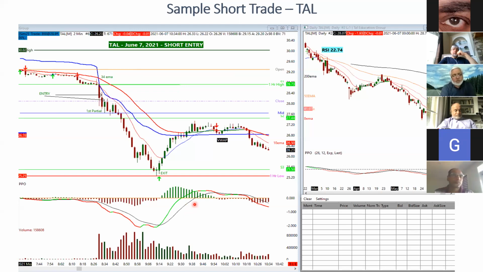So is it using the 12 and 26? For day trading, I use 8 and 18. For the daily chart, I use 12 and 26, because in day trading we need a faster, shorter period of time to take action. Exponential? Exponential.